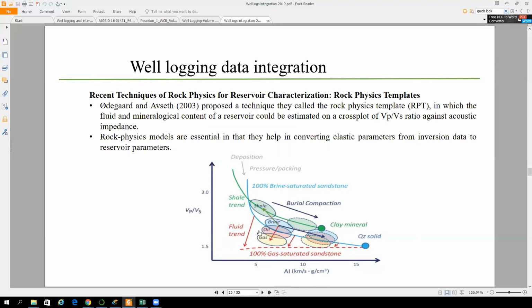sandstone or quartz, solid trend, and clay mineral or shale trend. We will be able also to distinguish between the deposition effect and the burial effect, and the pressure effect. We will be able to see also the 100% brine saturated sandstone trend, and we will try to isolate it from the other types of fluids. So this will bring to your mind what we have done in well logging and in the interpretation techniques, where we were trying to isolate the hydrocarbon from the brine saturated zones by supposing the water saturated zones as the normal case, or the background, and any deviation from that will be due to hydrocarbons.